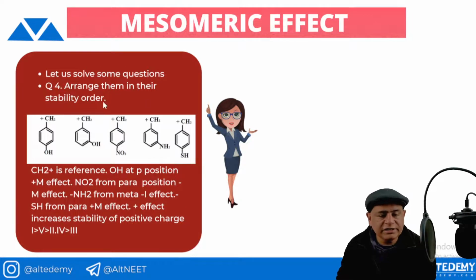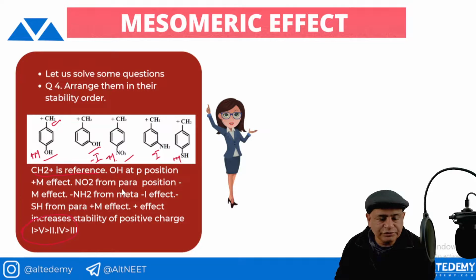Let us have a very beautiful question. Arrange them in their stability order. Look here, we have formed some species and we have given you the answer also. Can you justify? Here CH2 plus is the reference. OH at para position, OH at meta position, NO2 at para position. OH at para position is creating plus M effect. NO2 from para position is showing minus M effect. NH2 from meta position, nothing, it is minus I effect. SH from para position, plus M effect. So this is what is happening. Again, OH, this is minus I.